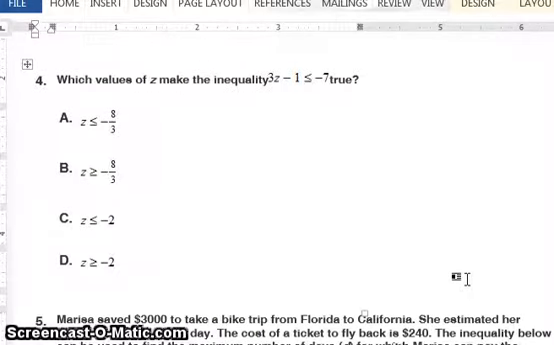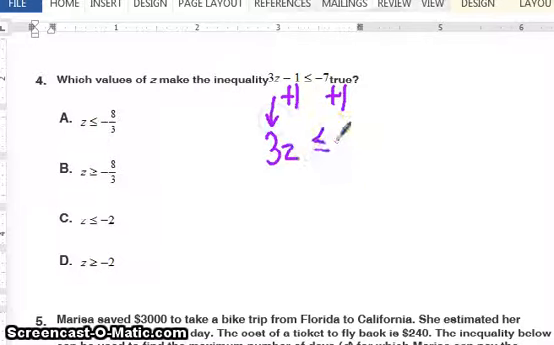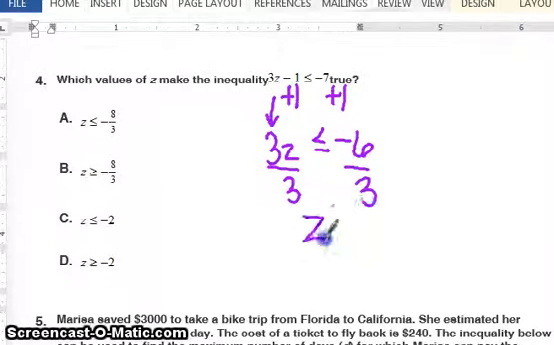Number 4, which of these values of z make the inequality true? Add 1 to both sides. We have 3z remaining, bring that down, is less than or equal to -6. Divide both sides by 3. Z is less than or equal to -2. And the one that looks like it says that would be C.